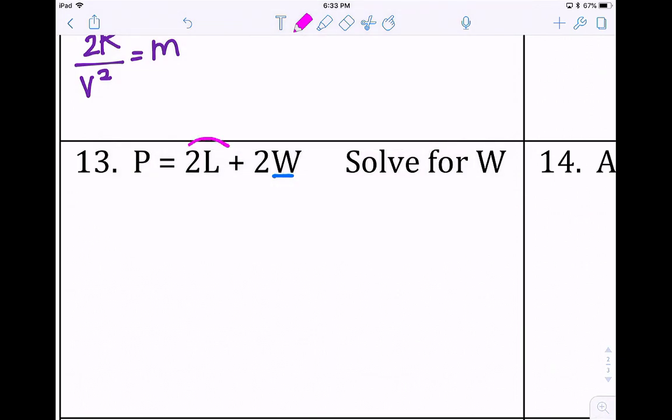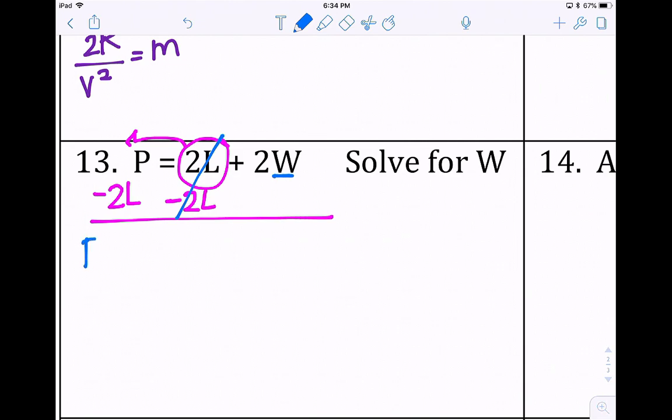So the first thing I need is I need this 2l to go to the other side. So I'm going to subtract 2l. It's a positive 2l. So I do the opposite, so subtract 2l. So when I do that, these will cancel. P and 2l are not like terms. One's a P, one's an L. They cannot go together. So we're just going to leave that as P minus 2L equals 2W.